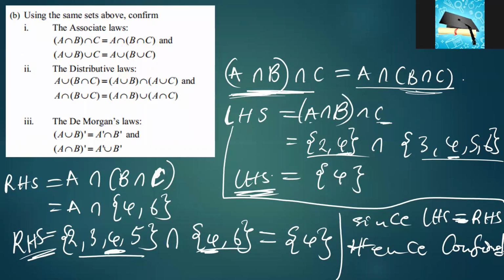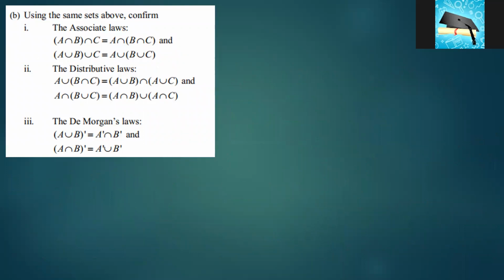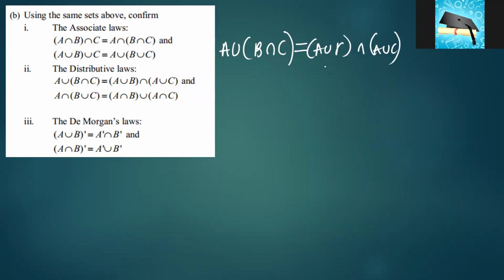All right, so let us also pick one question from part 2. Part 2 there, we're trying to prove the distributive law. The question there is A union B intersection C. They're asking us to show that this is equal to A union B intersection A union C. So the first thing that we can do here is to get the left-hand side.